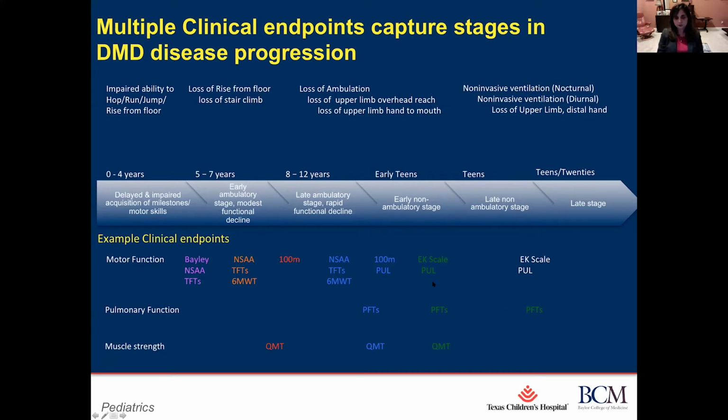That's also used for research. We don't do it in our clinic. And then again, upper limb strength and PFTs and QMT. In the late stage, we also utilize these tests to monitor their disease progression.